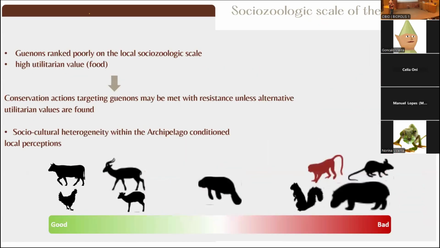So maybe what we can do is potentially conserve other species. For example, the gazelles. People thought that the gazelles were quite good for them. Or as we saw, the monkeys had a very high utilitarian value, which in this case is not necessarily positive for conservation because it's associated with food, it is associated with exploitation.